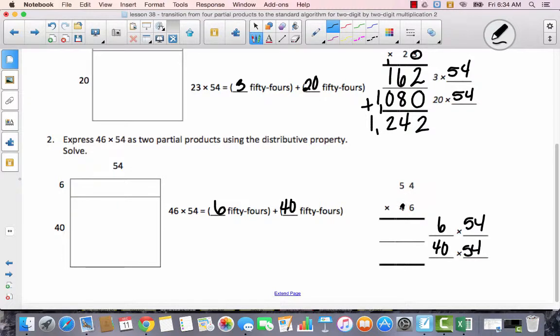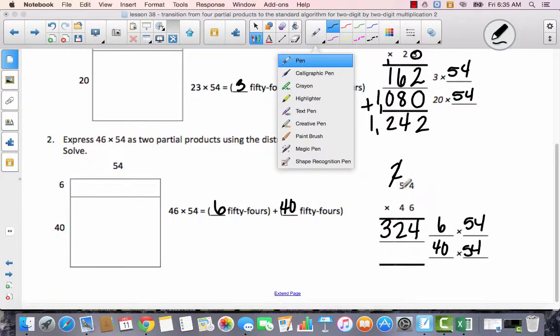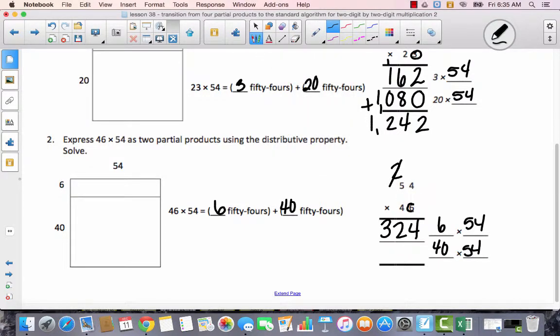So remember, I'm pretending that this 4 isn't here. So 4 times 6 is 24. 5 times 6 is 30, plus 2 is 32. Now it's really important that you mark this out. That's no longer valid, because now I'm going to do 54 times 40. So I'm pretending that this 6 is actually a 0. So I'm going to go ahead and put down my 0.